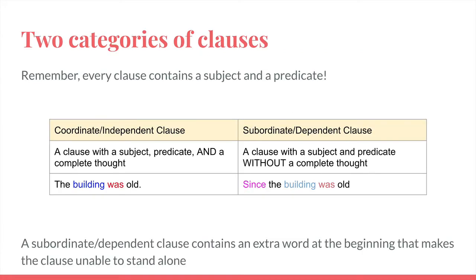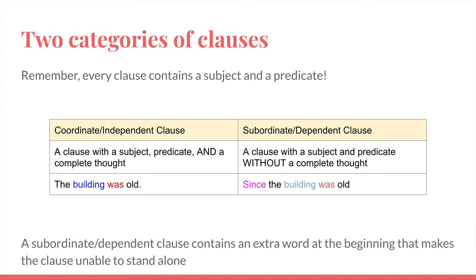So let's talk a little bit more about those two categories of clauses. There are, by the way, only these two categories of clauses. And remember, every clause contains a subject and a predicate. So a coordinate or independent clause is a clause with a subject, a predicate, and a complete thought. Whereas a subordinate or dependent clause is a clause with a subject and a predicate, but it does not have a complete thought. Let's take a look at those examples.